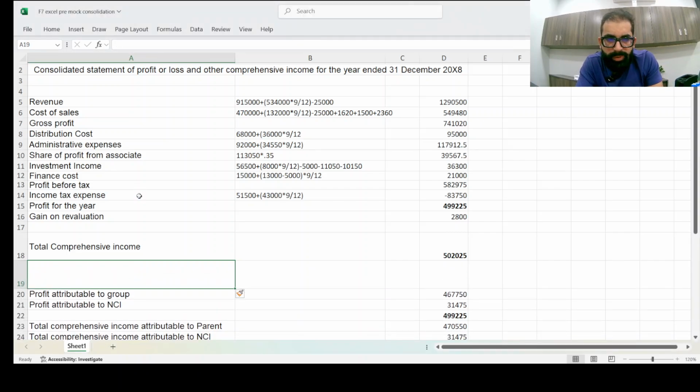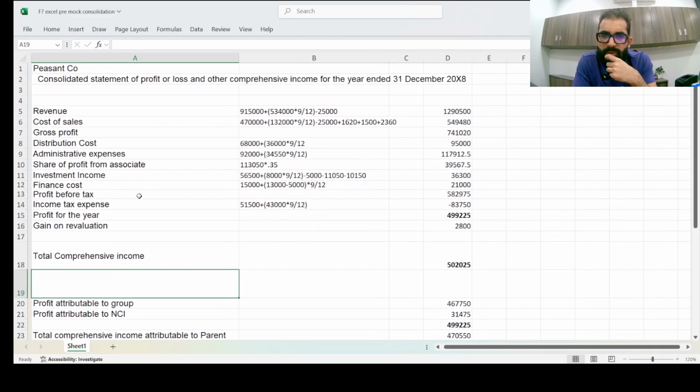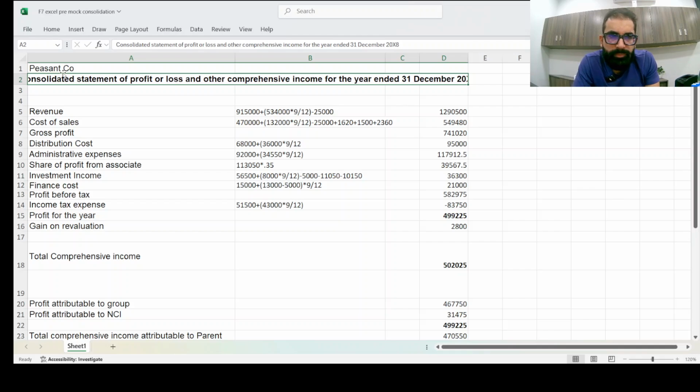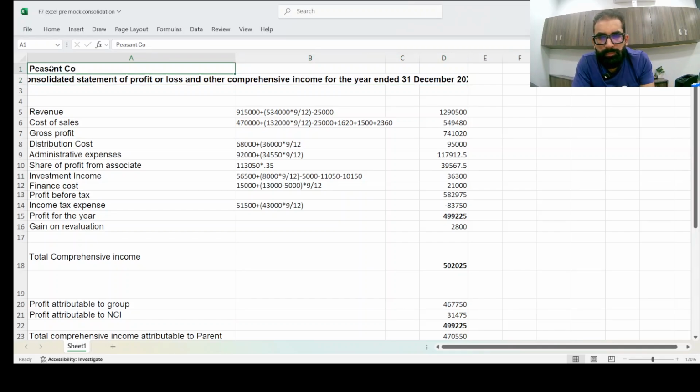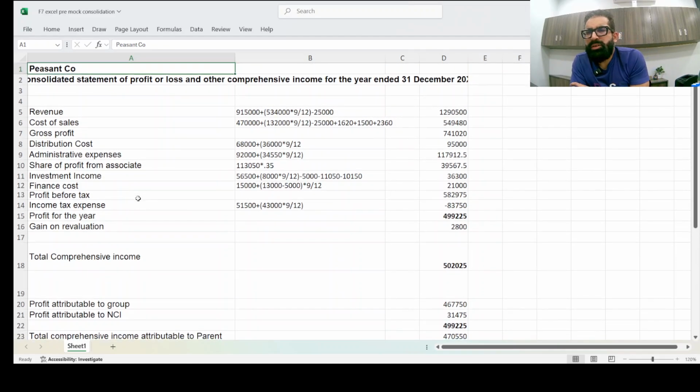See, now I break it down. Okay, so this is the end of your question. I'll also share the Excel file with you guys. This is not difficult, not impossible. The majority of things were already taught to you in class. Just the NCI thing was new, that interest thing was new.